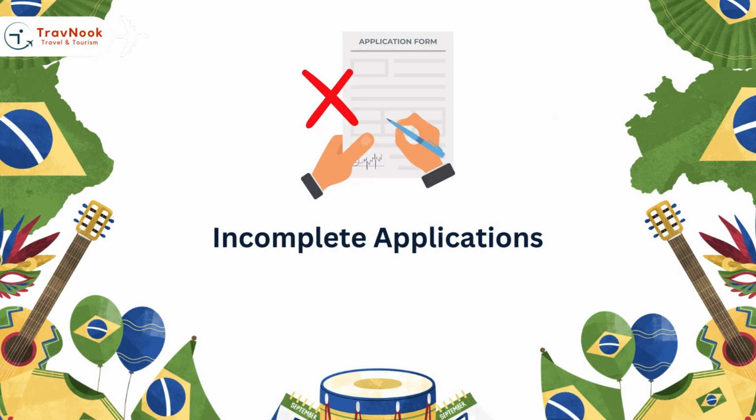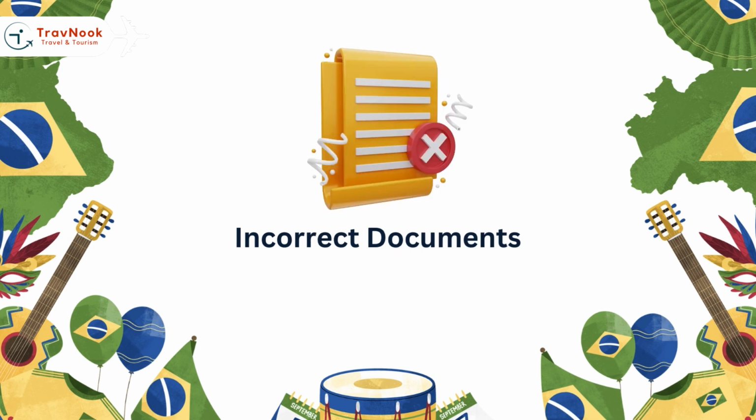Incomplete applications. Ensure all sections of the visa application form are completed and that you provide all required supporting documents. Incomplete applications can lead to delays or rejections. Incorrect documents. Verify that all documents meet the Brazilian consulate specifications. For example, photographs should meet size and quality requirements, and bank statements should be recent and properly formatted.